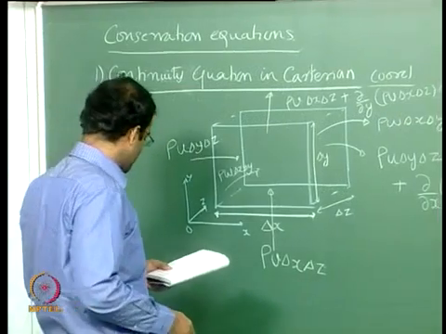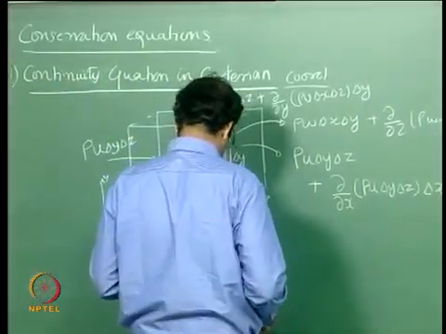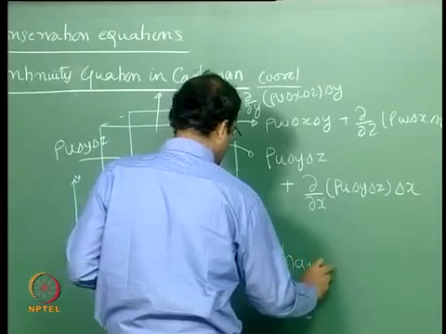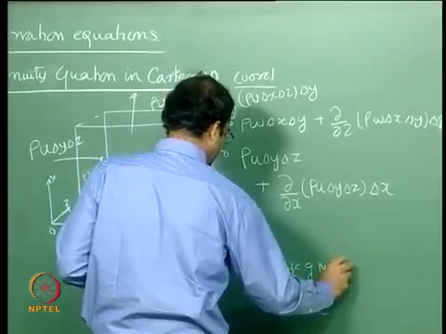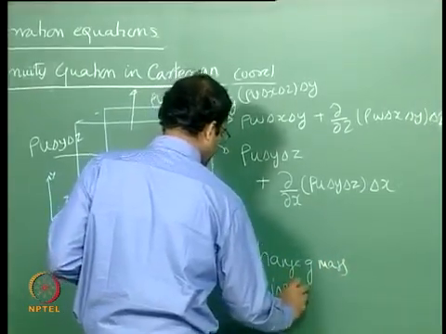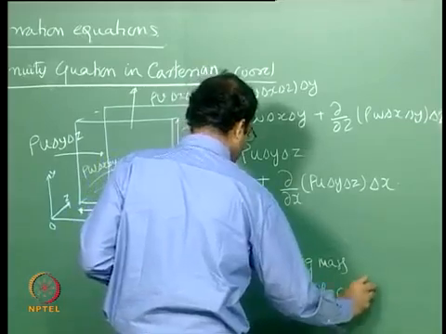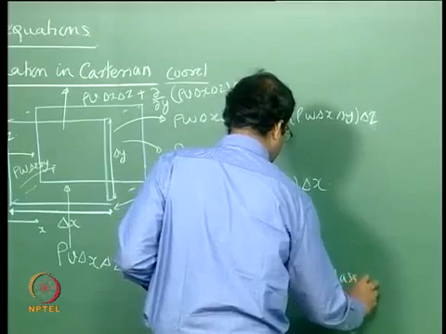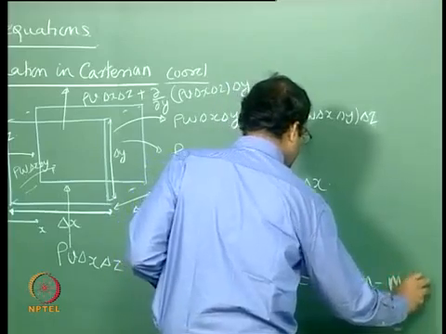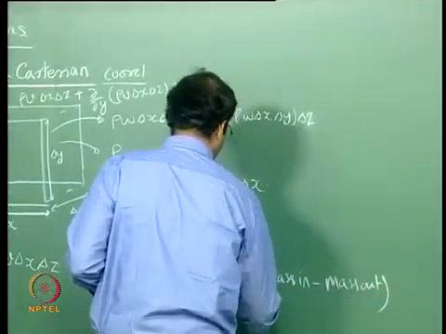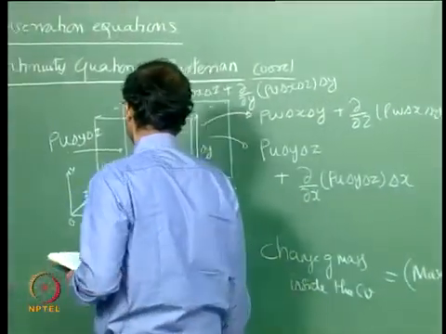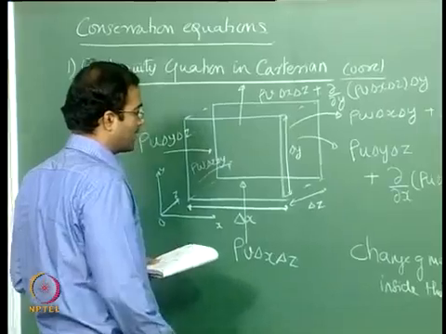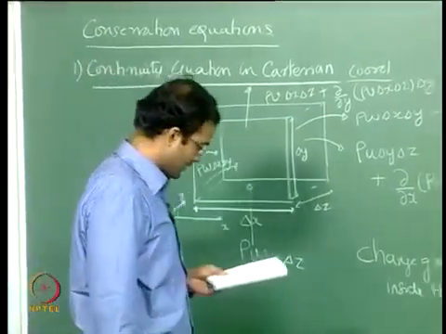Therefore, we should first define the conservation of mass. So what we will say is that the change of mass inside the control volume should be equal to the mass which is coming in minus the mass which is leaving the control volume. That is, the net change in the mass entering and leaving the control volume should be equal to the mass which is accumulating or depleting in the control volume.